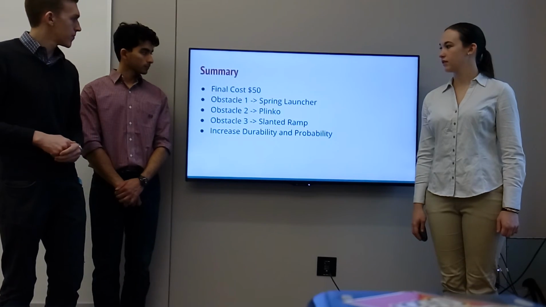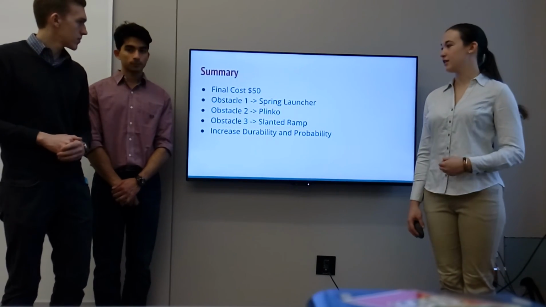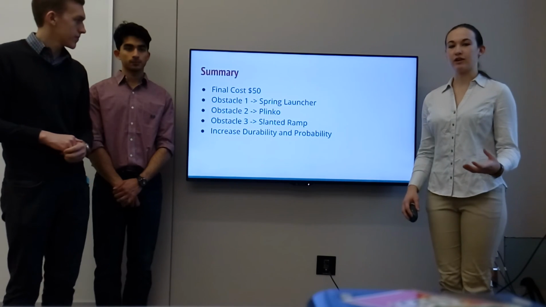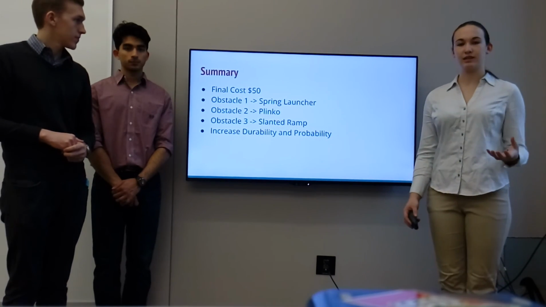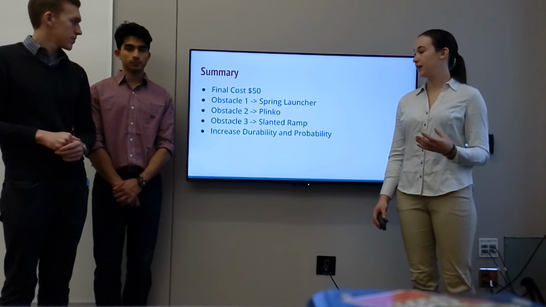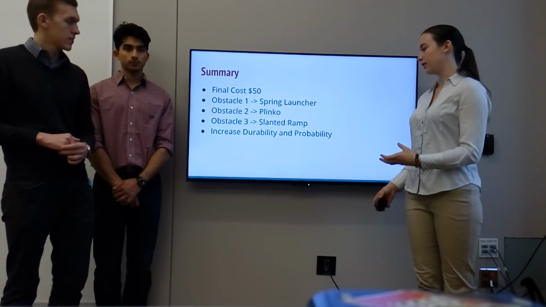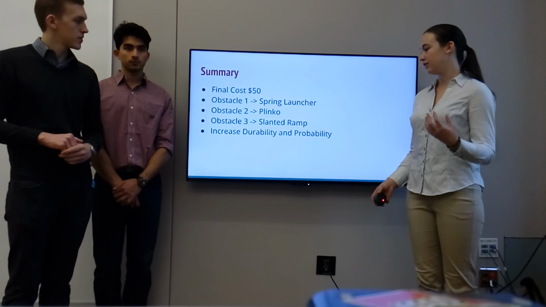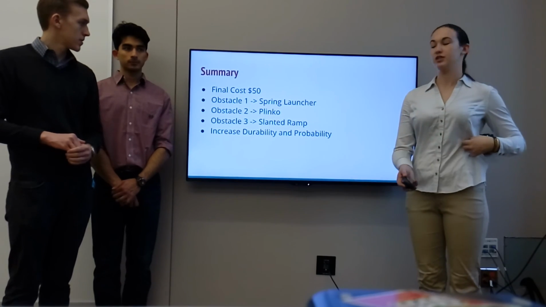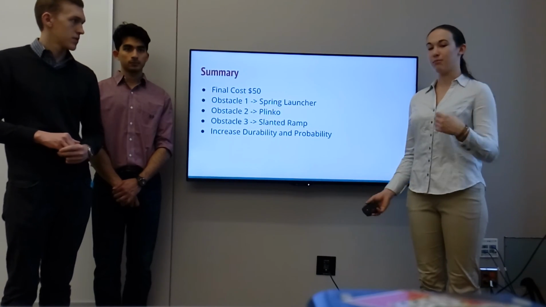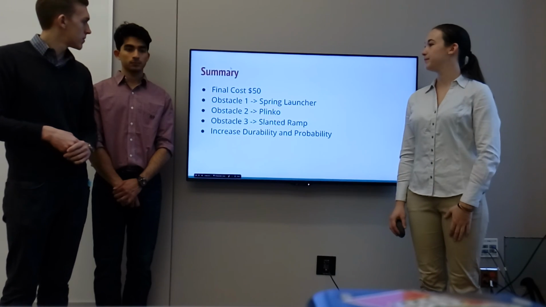In summary, our final cost ended up being about $50, and we finally decided on obstacle 1 being a spring launcher, obstacle 2 being a Plinko, obstacle 3 being a slanted ramp. If we were to continue working on this project next semester, we would increase the durability, like the failed hinges, and we would increase the probability from the spring launcher.